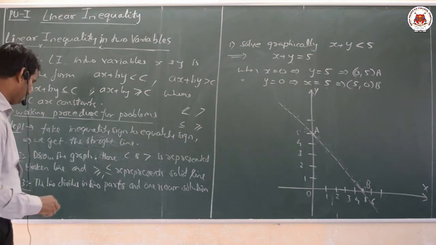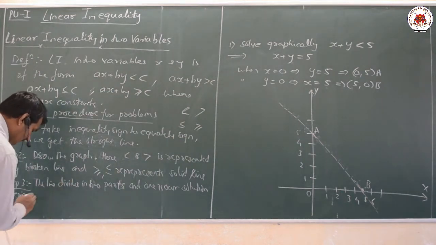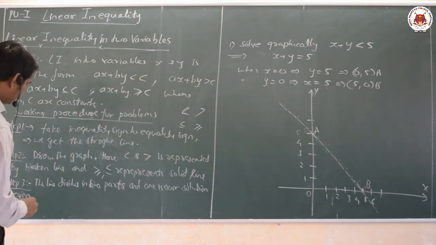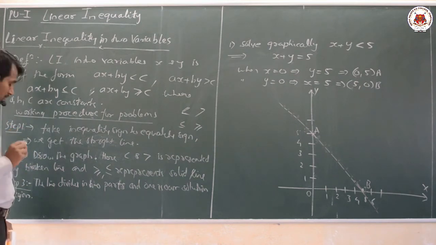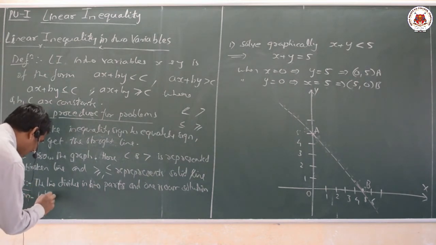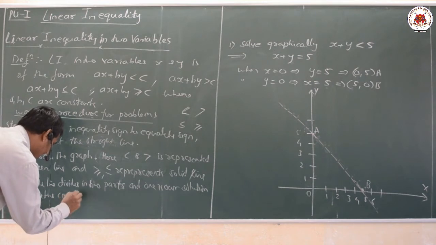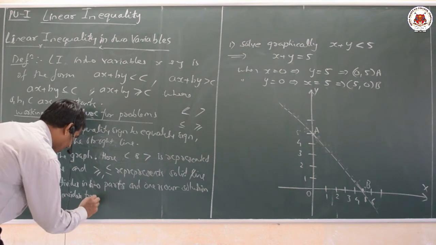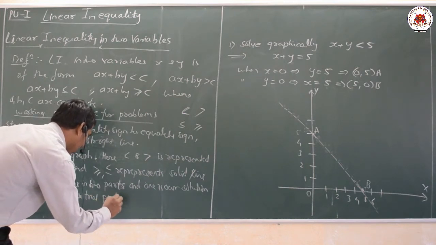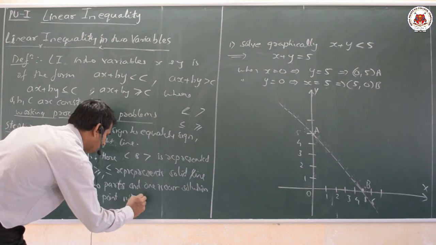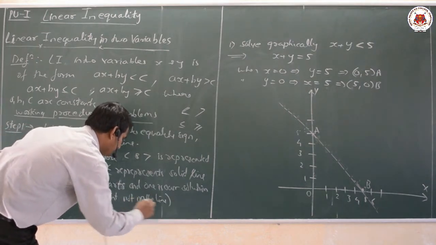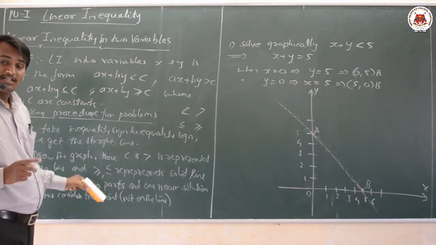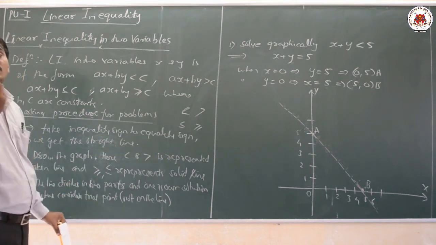Now let us find how to find the points. The line divides the plane into two parts, one of which is our solution region. Now how to find that particular region? Let us consider a sample point, a trial point not on the line. One more thing you have to remember: if the line is a broken line, the line is not included in our solution region.